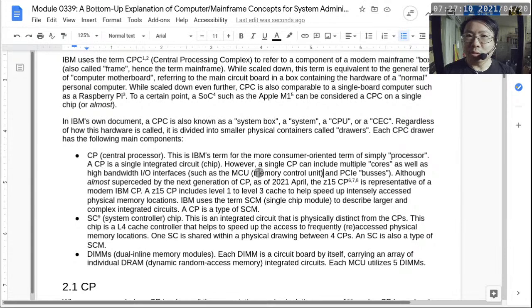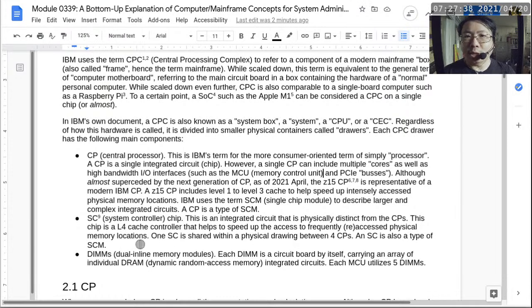That translation happens with the MCU. So the MCU is an integral circuit to a central processor, because it sits between the 12 cores inside a central processor and the DIMMs that the central processor connects to. So this is basically the manager that manages all the memory access.